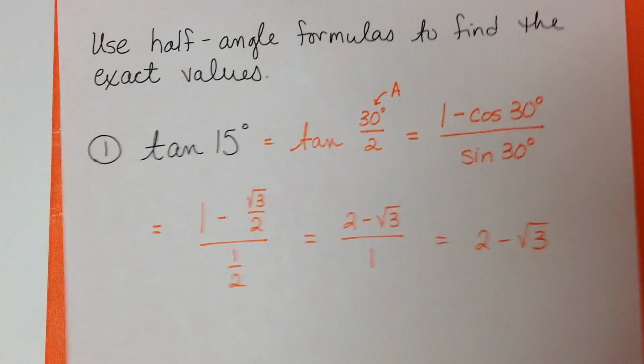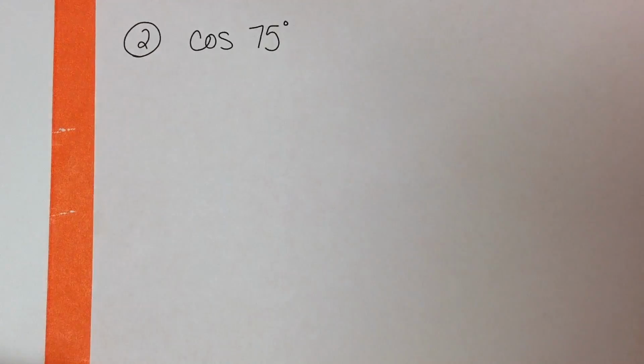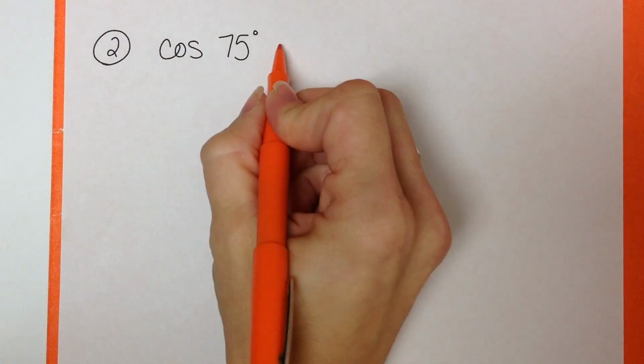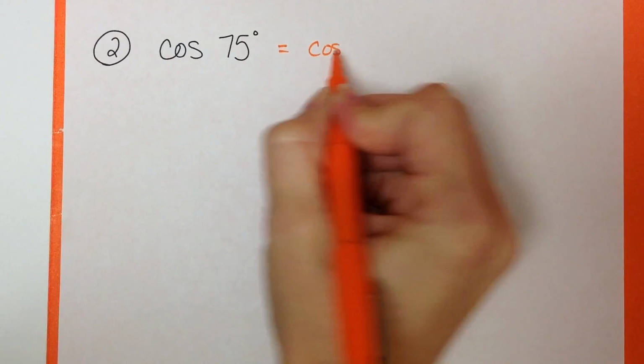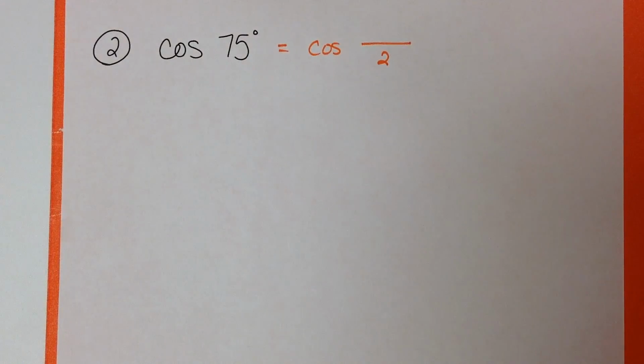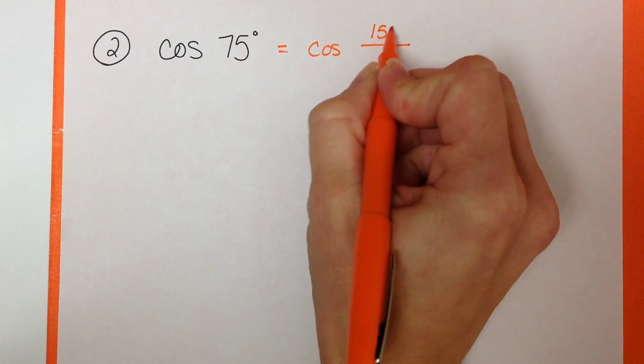Okay, here's another one. This time we have cosine of 75. So in rewriting this one, again, I need to do something divided by 2. So of course, what number can you take half of that will give you 75? That would have to be 150 degrees.